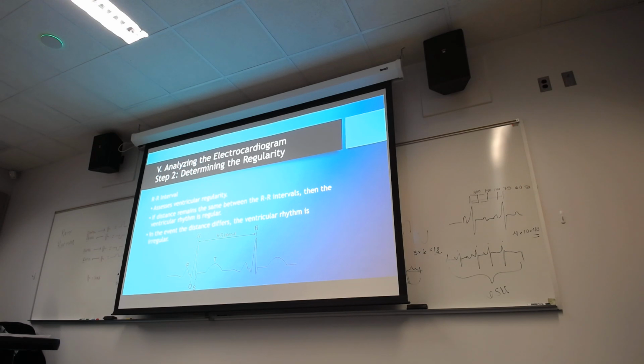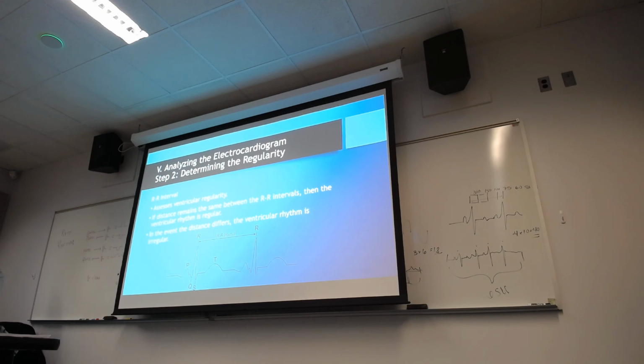Presence of a P wave tells me that this is not AFib, but it could still be irregular, if that makes sense. So RR interval assesses your ventricular regularity. And if you have equidistance between all of your RRs, then you know that you have a regular rhythm.